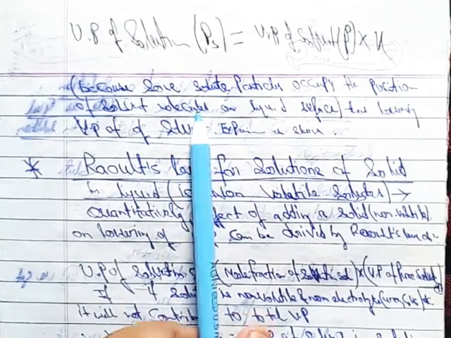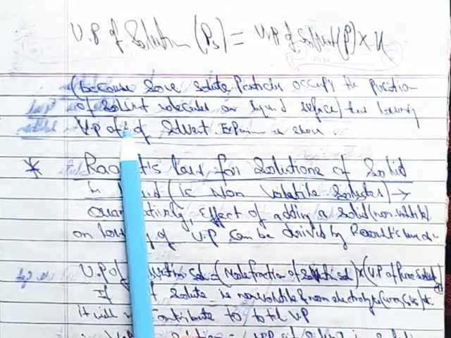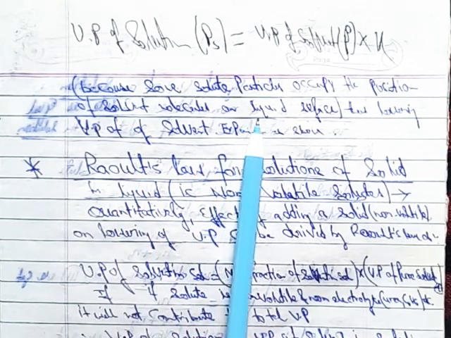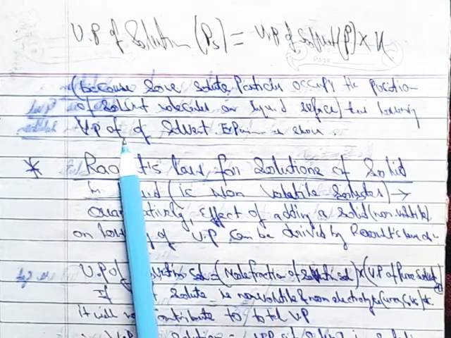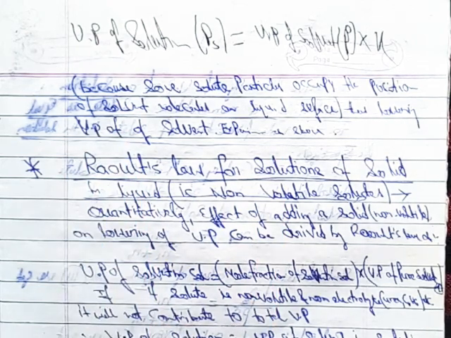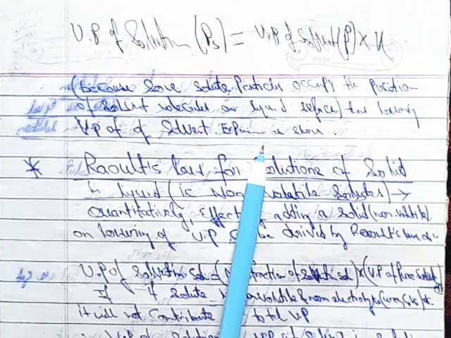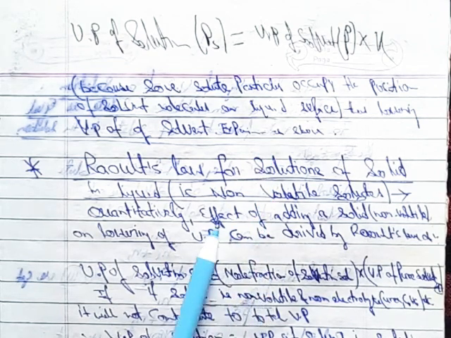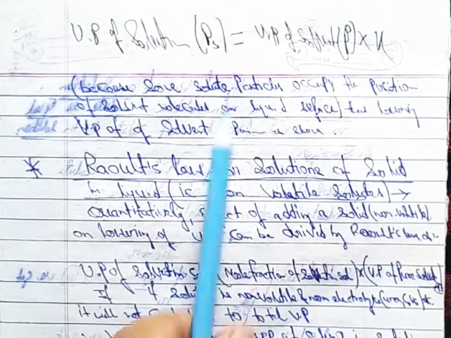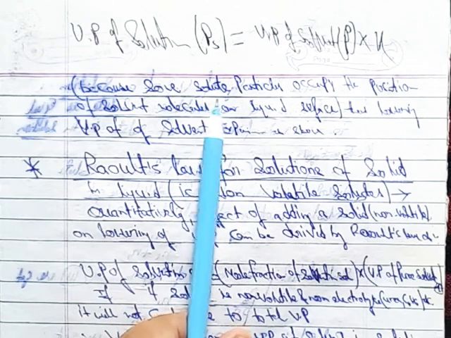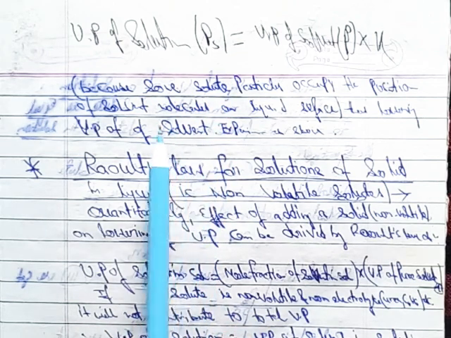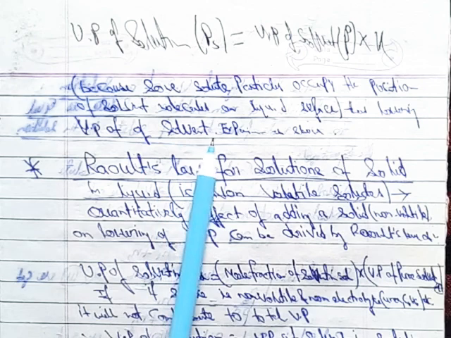Because some solute particles occupy the position of solvent molecules on the liquid surface, the vapor pressure of the solvent is lowered. Why does this happen? Because if there are non-volatile solute molecules, they come to the surface. When they come to the surface, they do not allow the solvent molecules to escape from the liquid portion to the outer portion to form vapors. So that minimizes the formation of vapor when the non-volatile solute is mixed.